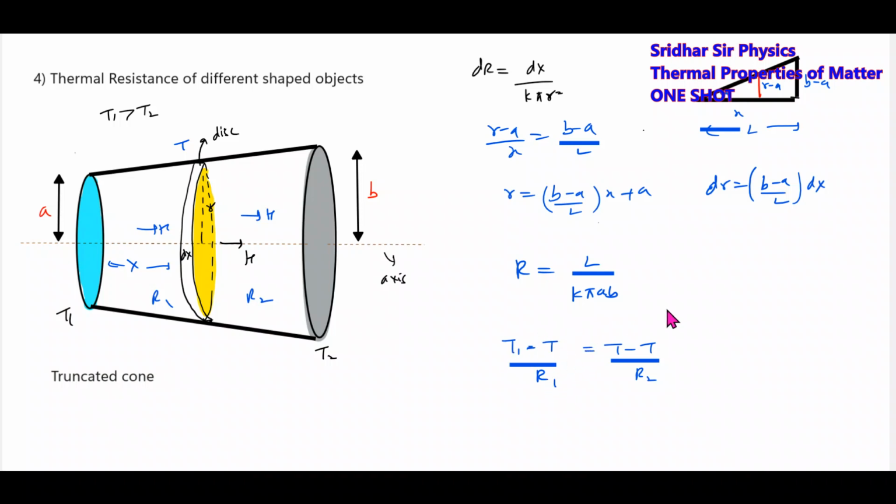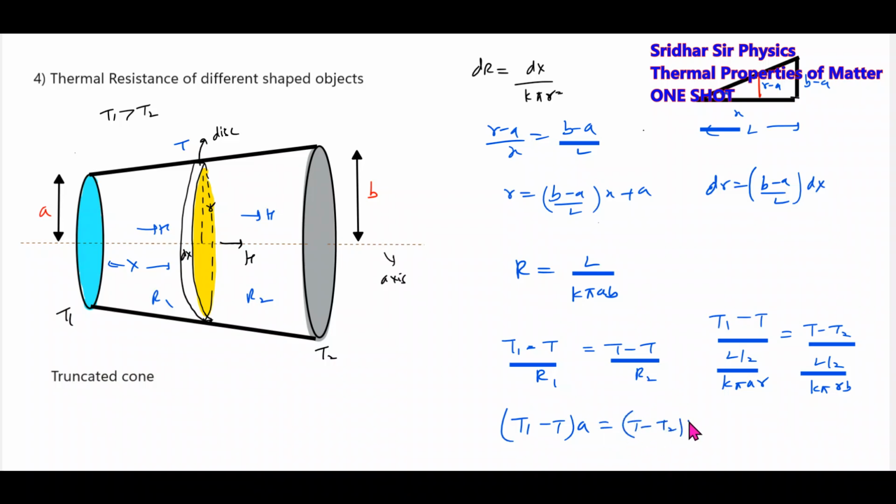We can directly compare here. So what is the further T1 minus T by R1? R1 will be L by 2 K pi resistance. This will be A into R equal to T minus T2, L by 2 by K pi R into B. So this will become T1 minus T by A equal to T minus T2 by B.